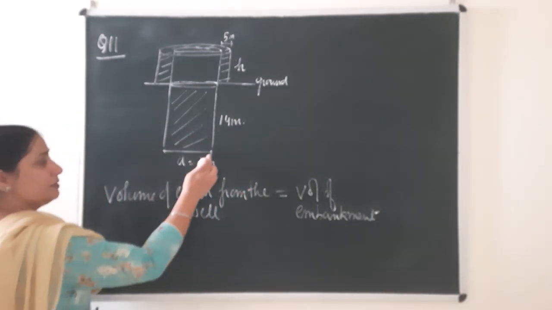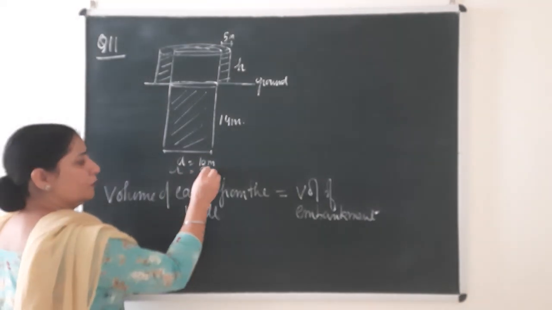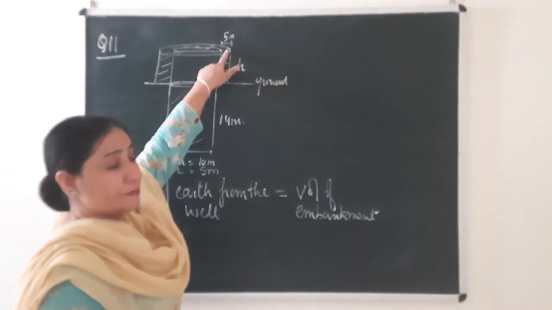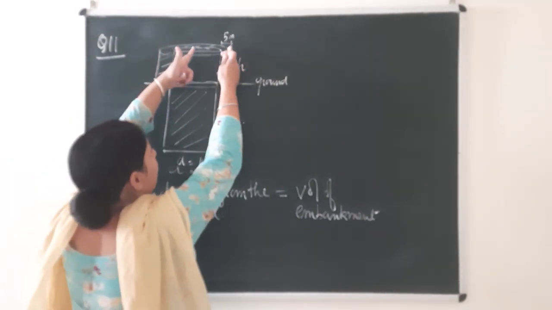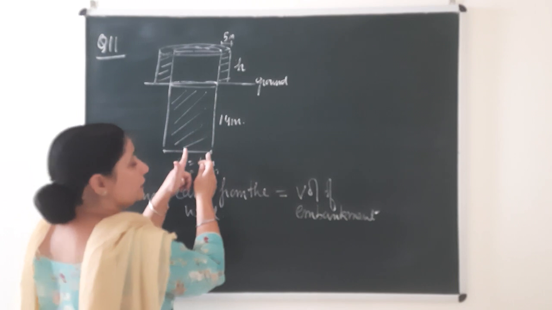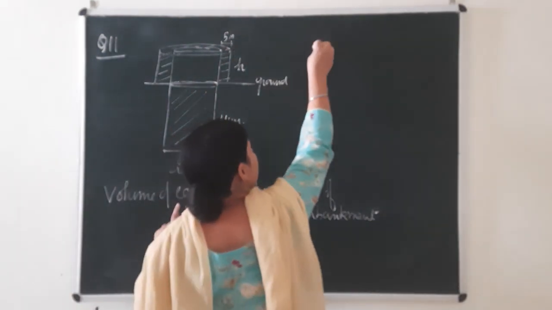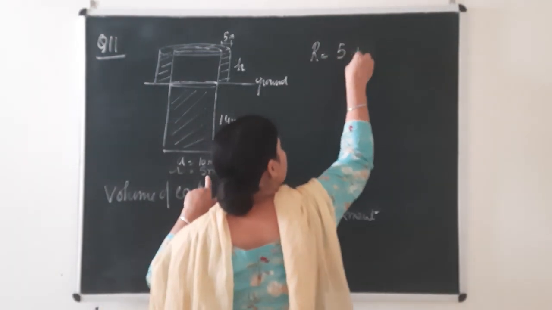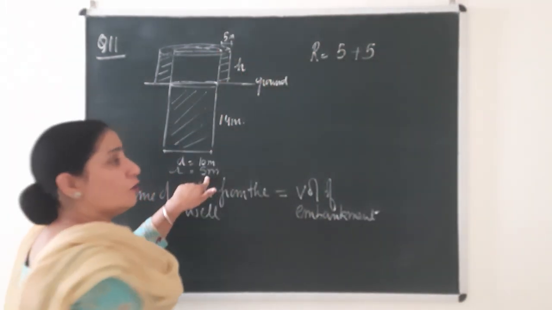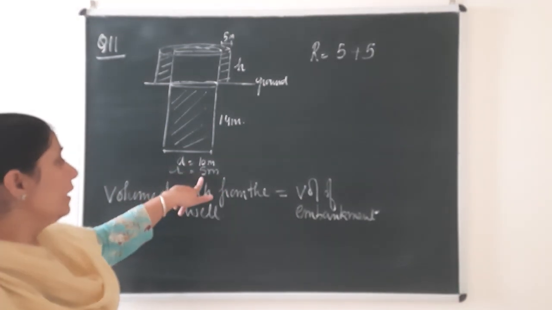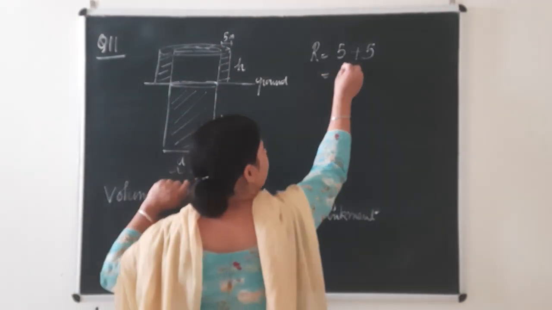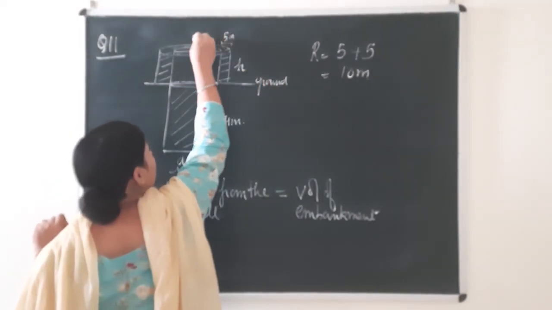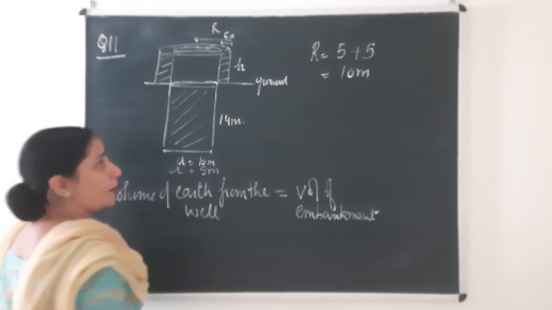Now this diameter is given to you as 10, so the radius will be equal to 5. Now the width of this embankment is 5. That means this is having more radius than this one. So what will be the capital R? The capital R will be equal to your small r plus your width of the embankment. So 5 plus 5, that will give me 10 meter. This is the radius from this point to this point. This whole distance will be the radius, capital R.